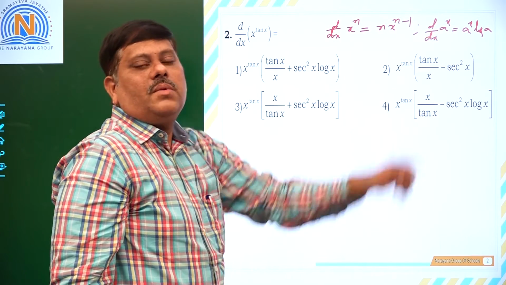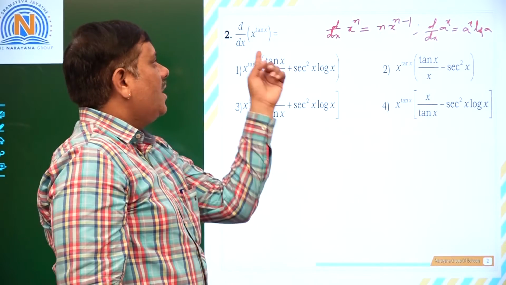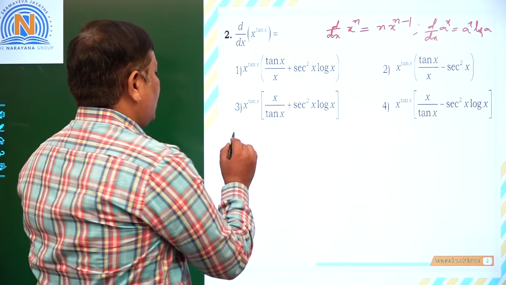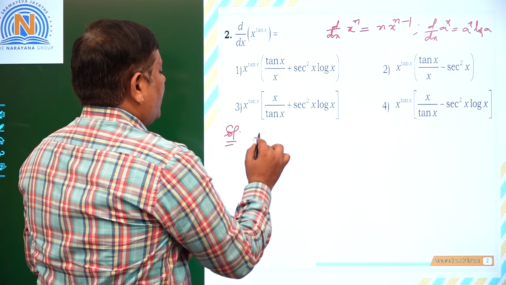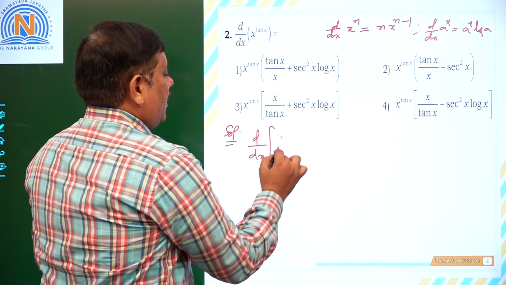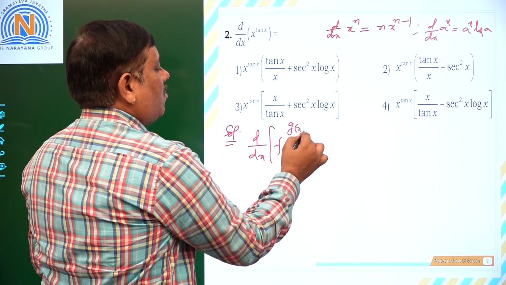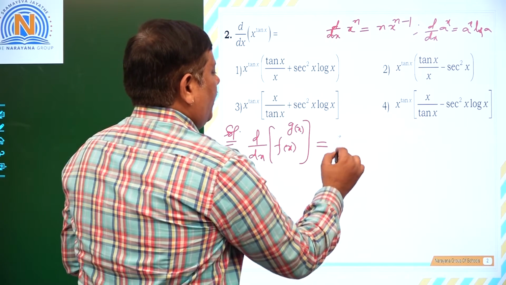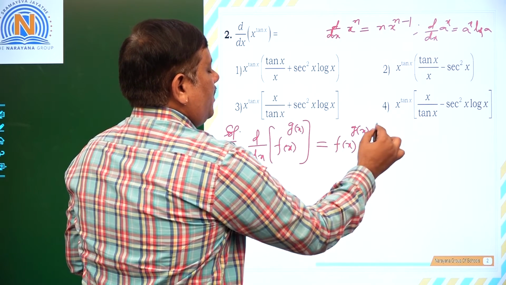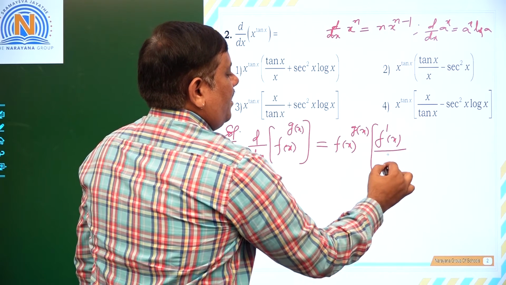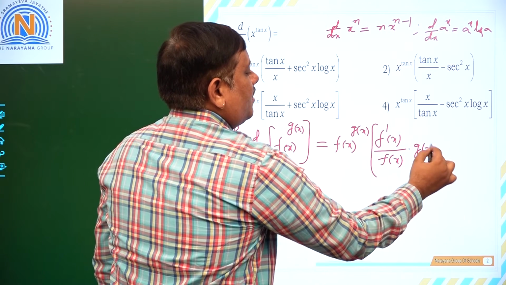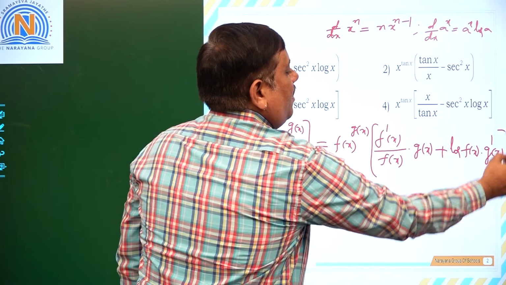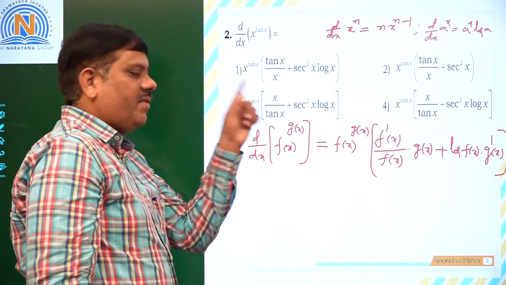Here the base is constant, the exponent is the function in x. Whenever you have function to the power function, it is always correct to use logarithms. So we have a standard result. Whenever you have a function f of x and g of x, dy dx of f of x power g of x is given by f of x power g of x into f dash of x by f of x into g of x plus log f of x into g dash of x. This is a formula we have in finding derivative of f of x power g of x.